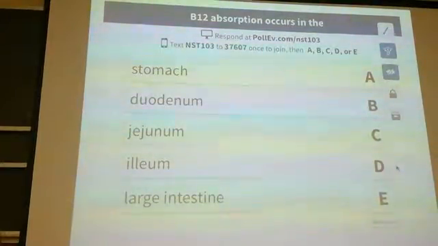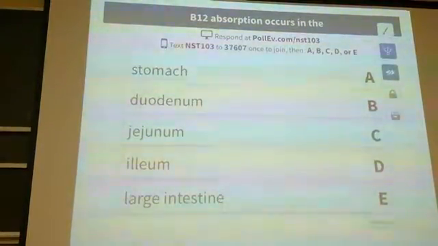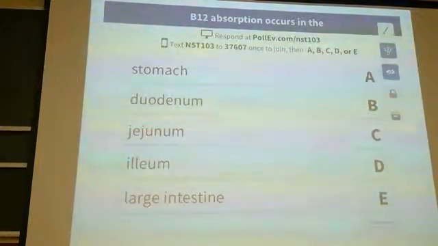Easier one. Vitamin B12 or cobalamin absorption occurs in which area of the GI tract? The stomach, the duodenum, the jejunum, the ileum, or the large intestine?